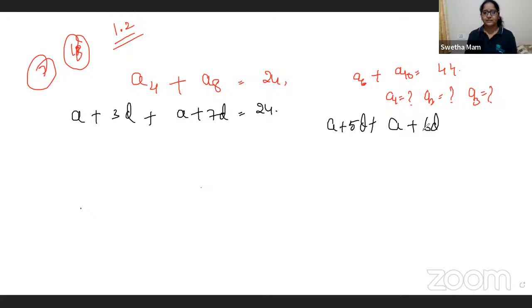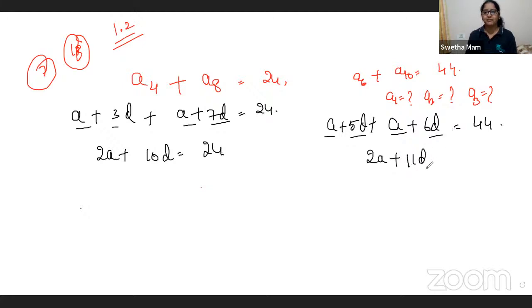Earlier they were giving us one term. Now they have given 2 terms, so that is equal to 44. Then A plus A is 2A, 3D plus 7D is 10D, that is equal to 24. Here also A plus A is 2A, 5D plus 6D is 11D, is equal to 44. Sorry, 9D plus... it is 14.